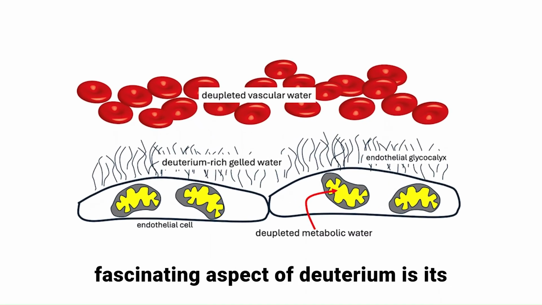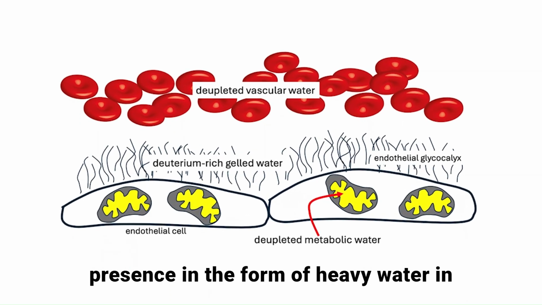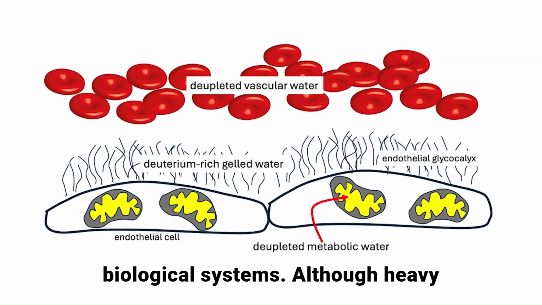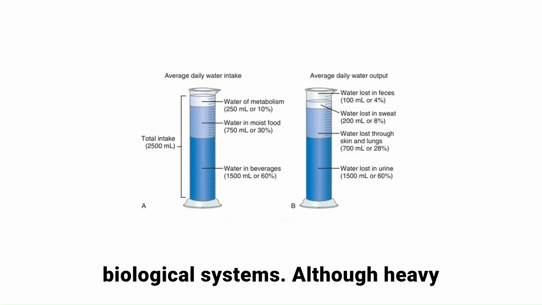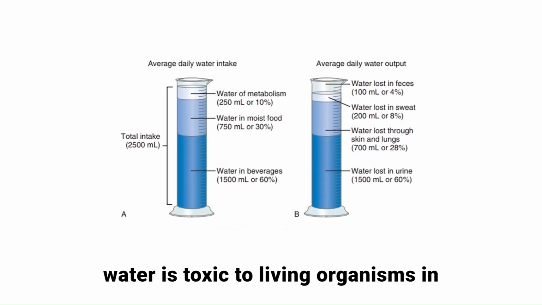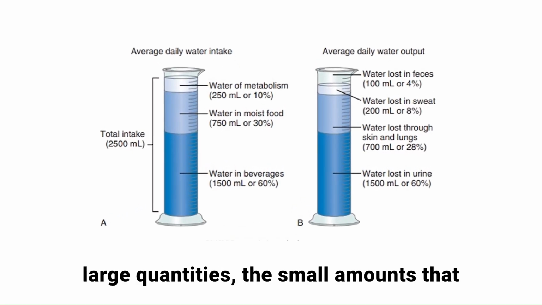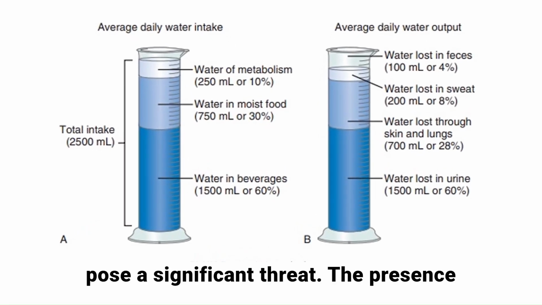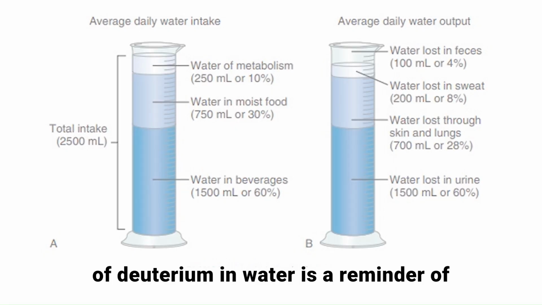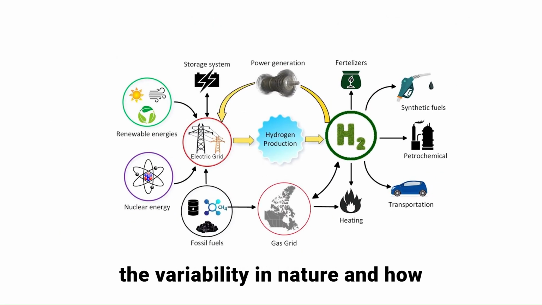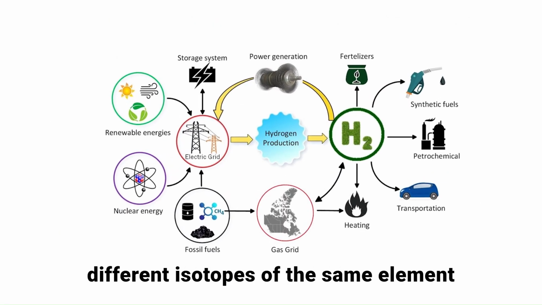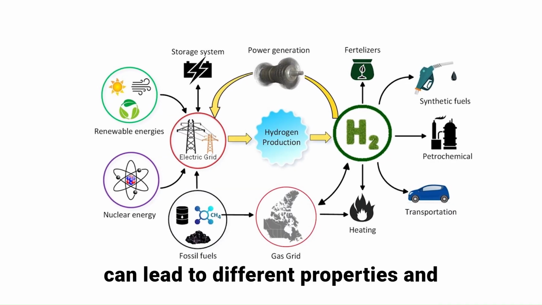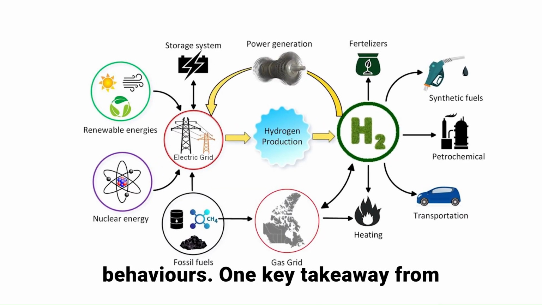Another fascinating aspect of deuterium is its presence in the form of heavy water in biological systems. Although heavy water is toxic to living organisms in large quantities, the small amounts that naturally exist in regular water do not pose a significant threat. The presence of deuterium in water is a reminder of the variability in nature and how different isotopes of the same element can lead to different properties and behaviors.